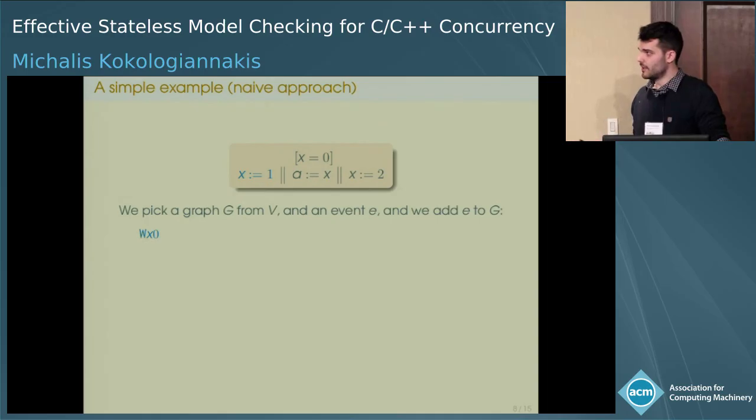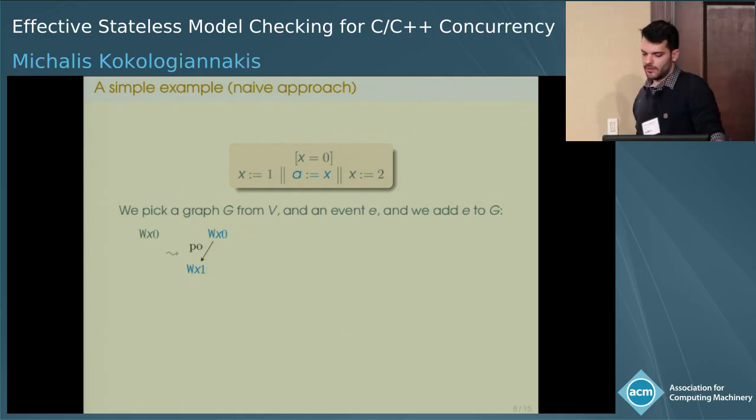These are the events that give the initial value to all the memory locations used in the program. Then at each point, we pick any graph from the set V, we pick an event that hasn't been already added to the graph, and we just add this event to the graph. So we pick the only graph available, we pick, let's say, the write of the first thread, and we add it to the graph. So now we have this graph, and we repeat the same procedure. So in this naive approach, again, we pick the only graph available, we pick an event that hasn't been added to the graph, and we add it to the graph.